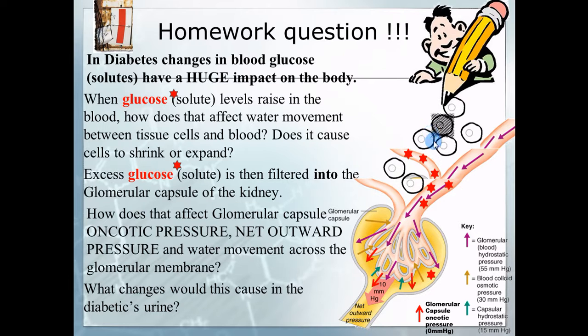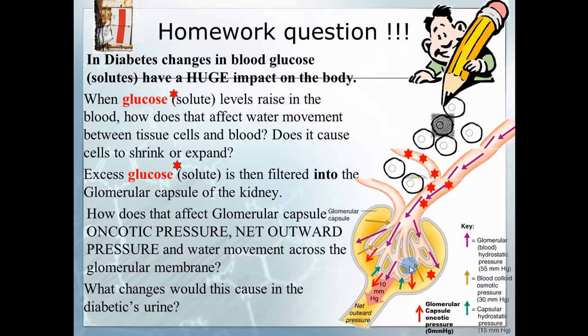Right, so does it cause the cells in here to shrink or expand? What would it do? Think about how you just described the water movement. Where's water going? What's water chasing? And if water's chasing something, it has to be leaving another area. So what's going to happen to these cells? So you have lots of glucose here. And then remember, the glucose can slip over this filtration membrane. So that's the next part.